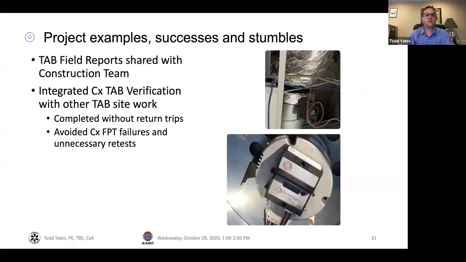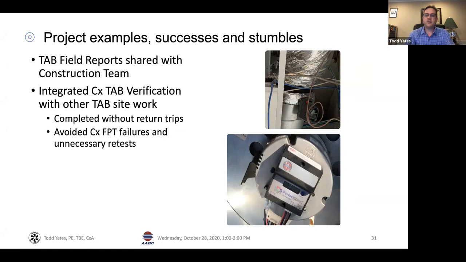We were able to share the TAB field reports with the construction team. This was a great benefit to the commissioning provider as well. You can see on the right one of the zone damper controls, and this was part of a unitary system. Not my favorite type of system, but we don't get to choose the system. Someone else is doing that.